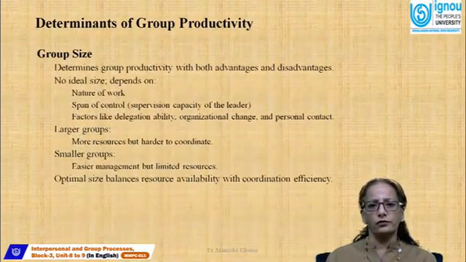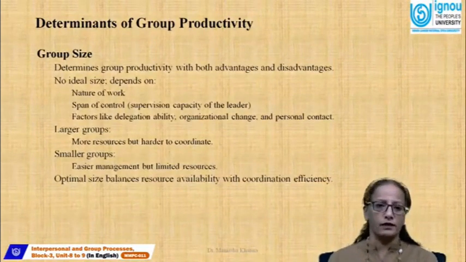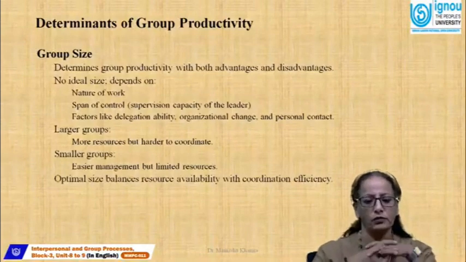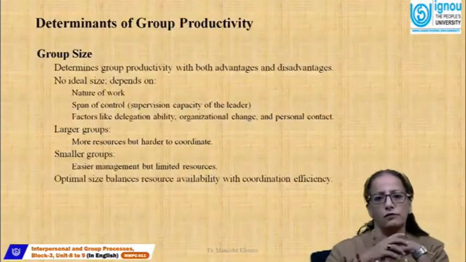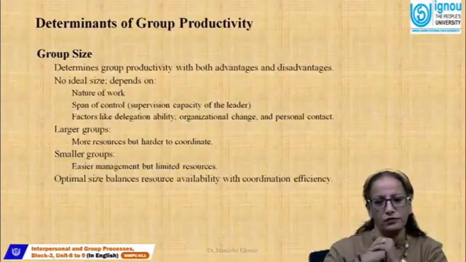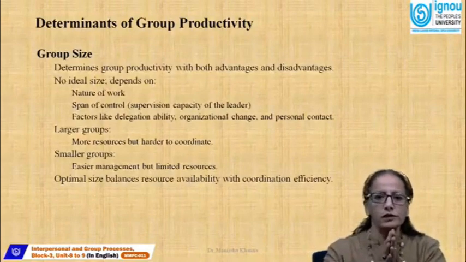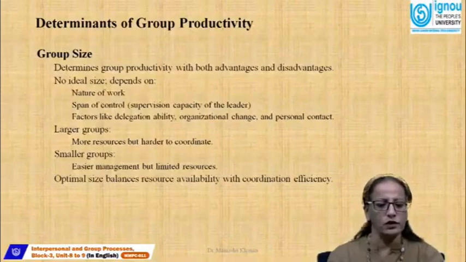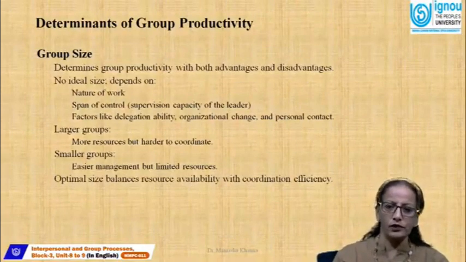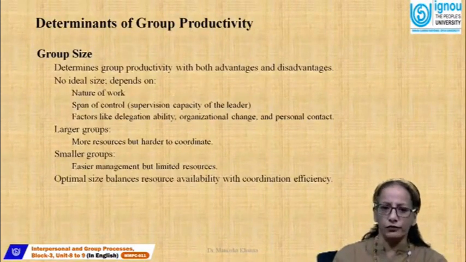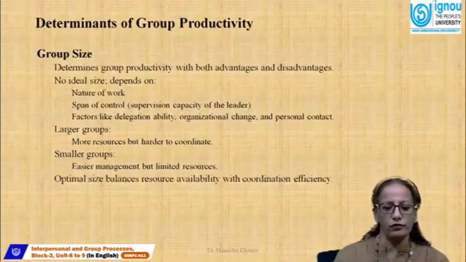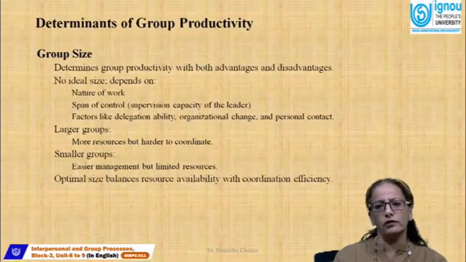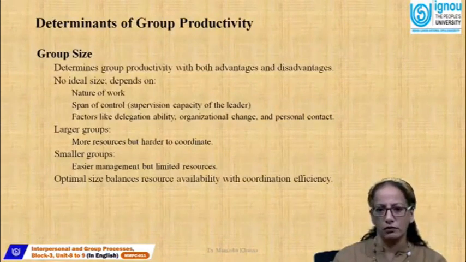There are different determinants of group productivity. Group size matters a lot. It is a very important determinant of group productivity, because whenever a group is formed, it is formed for some specific objective. Group size has its own advantages and disadvantages. There is no ideal group size. It depends on the nature of work, the span of control, and also on factors like delegation, ability, organizational change, and personal context.